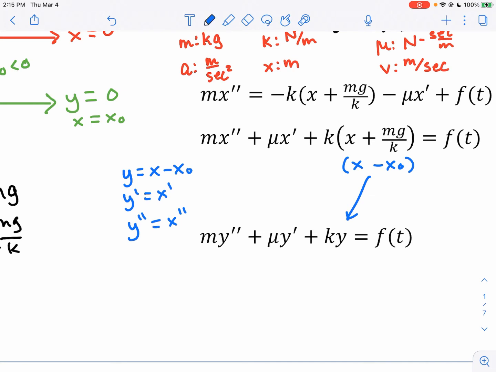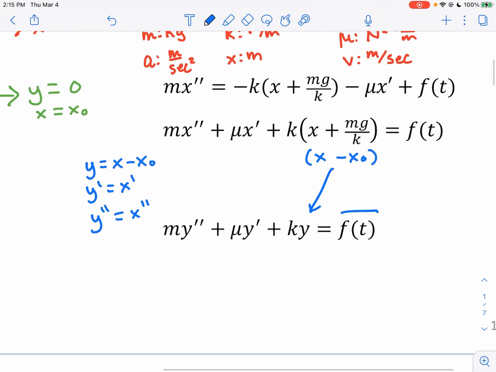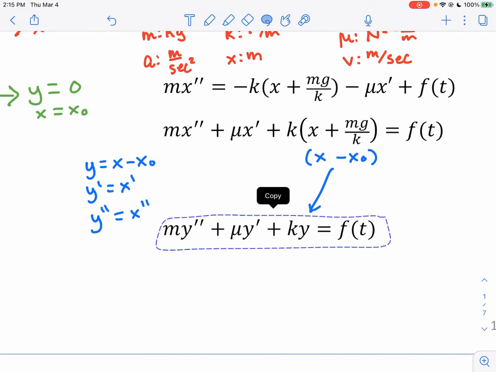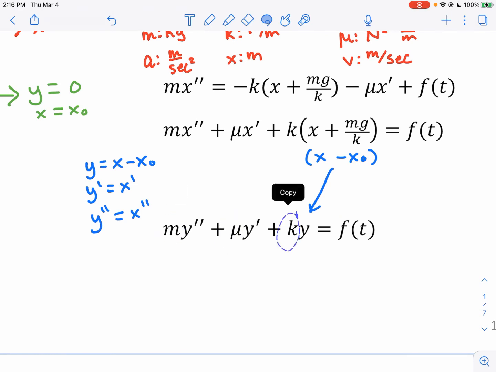Now, a couple things to say about this. If there is no external force, then F of t will be 0, meaning this will produce a second order homogeneous differential equation with constant coefficients, because the m, the mu, and the k are all positive constants. And if there is an external force acting on the system, then we would have to solve an inhomogeneous equation.